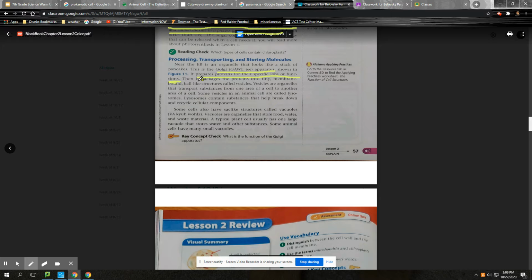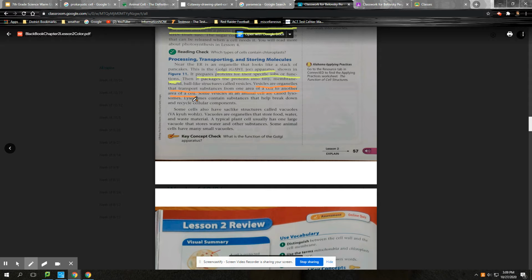Well, something that usually hangs out real close to the Golgi body is something that is called a vesicle. Okay, and a vesicle right here. Vesicles are organelles that transport substances from one area of the cell to another area of the cell. Hit pause and type that in.